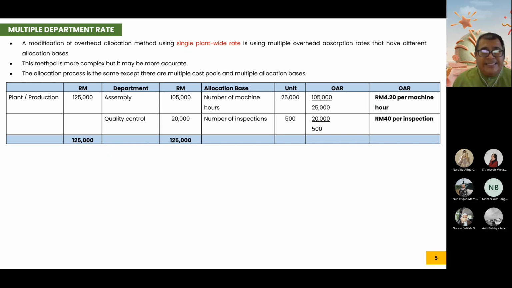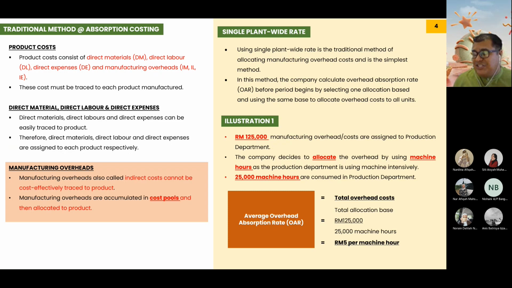The allocation process is the same, except there are multiple cost pools and multiple allocation bases. So tu jadi beza dia, which is kita ada punya allocation base ada dua. Okay, this one is a very simple punya, dia pecah dua, and then after this kita akan tengok dia pecah 5 pula. Okay, same cost 125k manufacturing overheadnya. Normally manufacturing overhead yang susah kita nak allocate. Okay, 125k manufacturing overhead. Then they are using 25,000 machine hours for single.